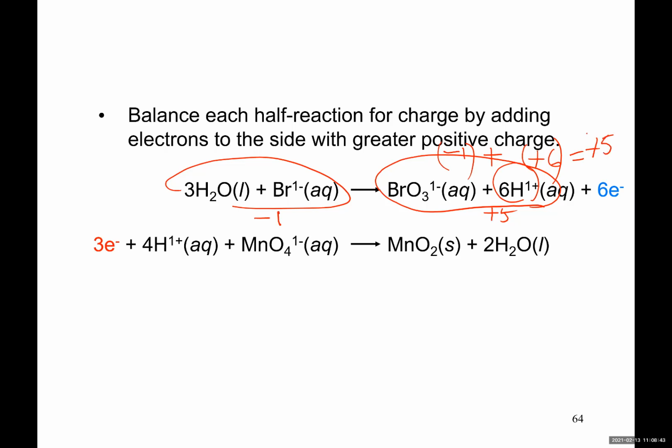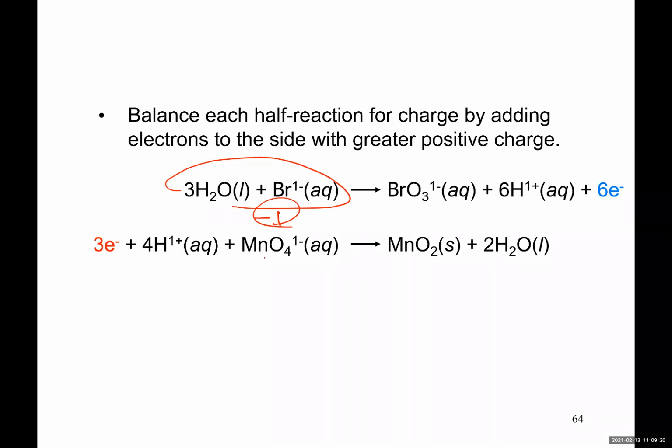So what should I do to +5? What should I add to +5 to get -1? I add 6 electrons. That means +5 plus -6, do I get -1? So by adding 6 electrons to the right of this half reaction, now I have got a mass balance and a charge balance equation. Now look, that's the half reaction which is balanced. The other half reaction needs to be balanced as well.